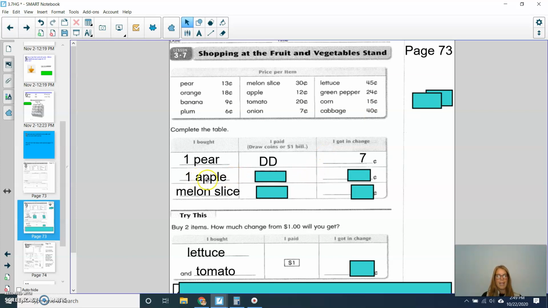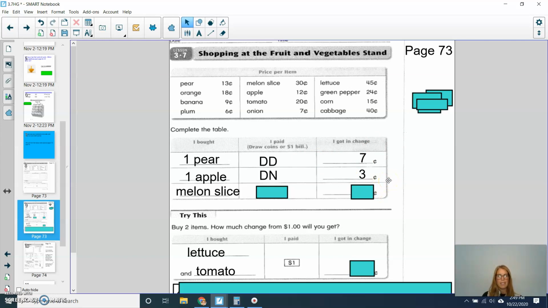Then I am going to buy an apple. And see how an apple costs 12 cents? Well, I'm going to pay with a dime and a nickel. A dime and a nickel is 15 cents. So how much change would I get back? How much to go from 12 to 15? 3 cents. So they would give me back 3 pennies of change.